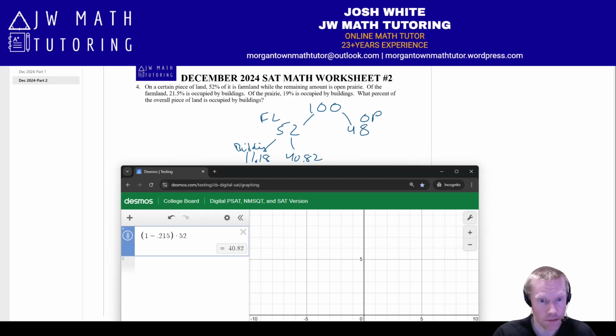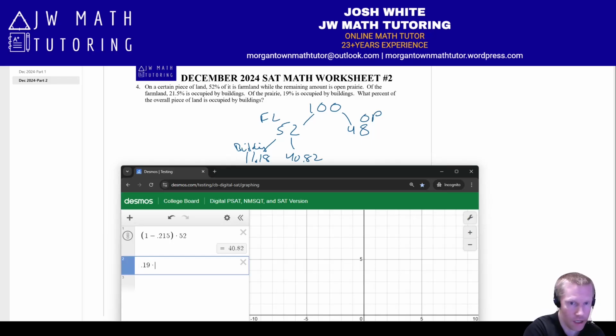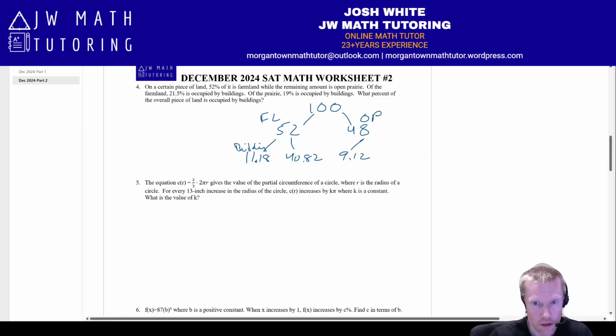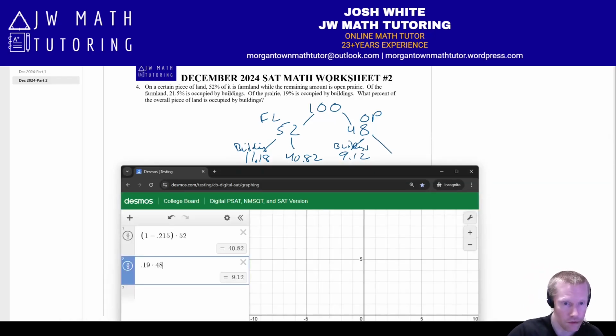So in the open prairie, 19% are occupied by buildings. All right. So that means 0.19 times the 48. So 9.12. Buildings, and the remaining amount, technically it doesn't matter. There's multiple ways you could do it. The easiest way is to actually just do 48 minus that. It's going to be 38.88.